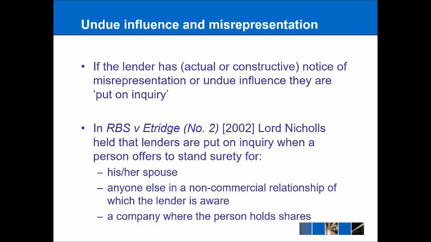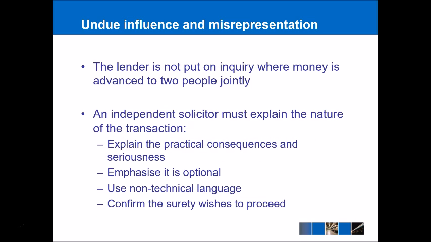In the Ettridge case, Lord Nichols held that lenders are put on inquiry when a person offers to stand surety, i.e. stand for the money for his or her spouse, anyone else in a non-commercial relationship of which the lender is aware, or a company where the person holds shares. So it's a relatively low bar for a lender to be put on inquiry. However, say the money itself comes from both the husband and the wife, in that type of situation the lender is not put on inquiry.